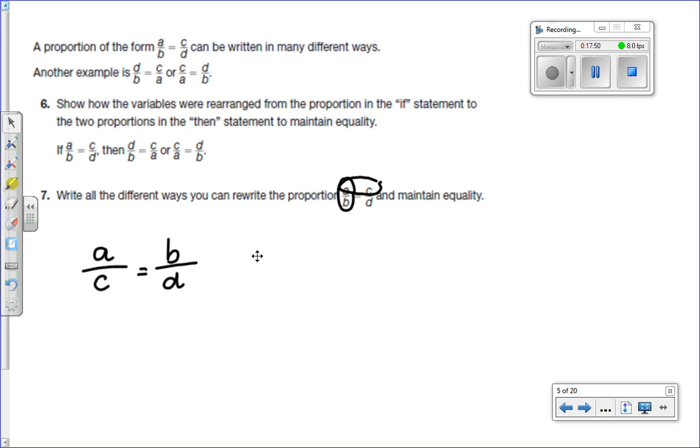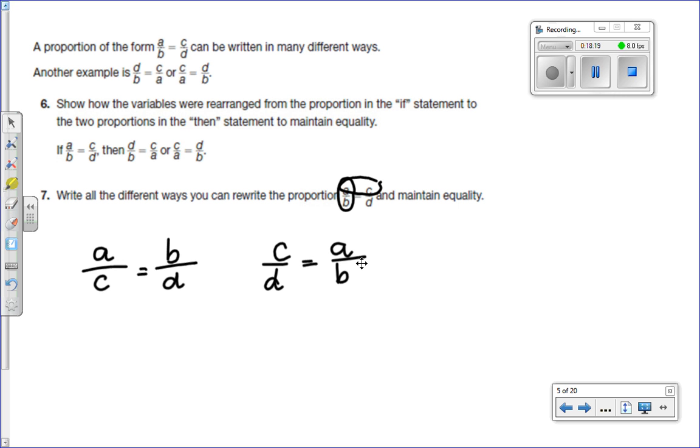Another one we could write would be starting with C up here and A over here. Again, C needs to stay with D, so D has to be down here. And then A needs to stay with B, so B should be down here.